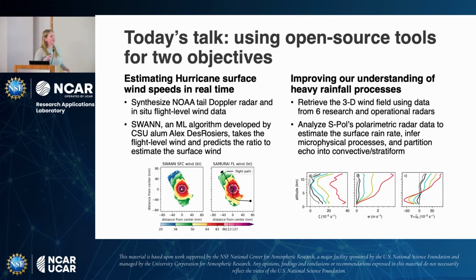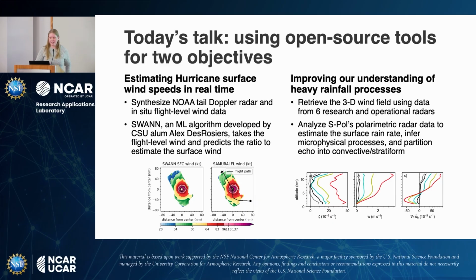So as I mentioned, we're going to use these tools for two objectives, and really I'm going to be focusing less on how the tools work themselves and more on the actual science that we can derive from them. So the first is the project that we're collaborating with RAL and University of Miami on. It's estimating hurricane surface wind speeds in real time. And basically we're using SAMURAI to synthesize NOAA tail Doppler radar data and in situ flight level wind data to create three-dimensional analyses, and then we can push it through a machine learning algorithm to estimate the surface wind. So that'll be the first part of the talk.